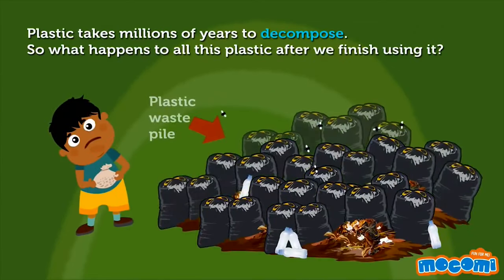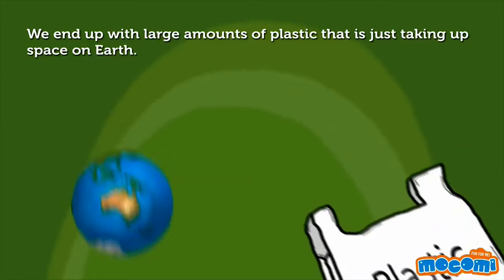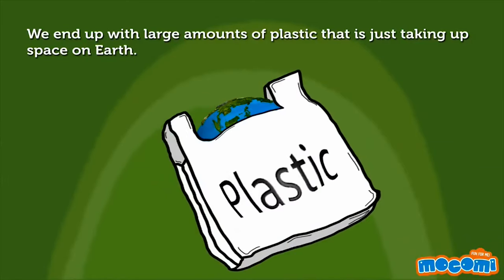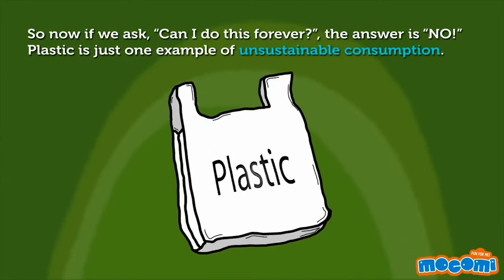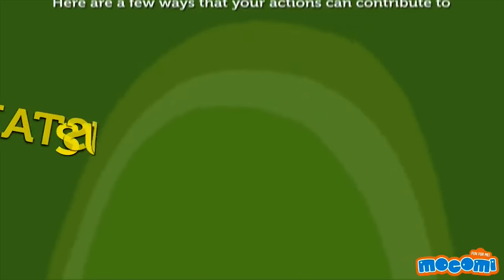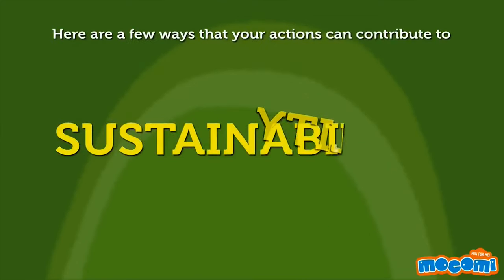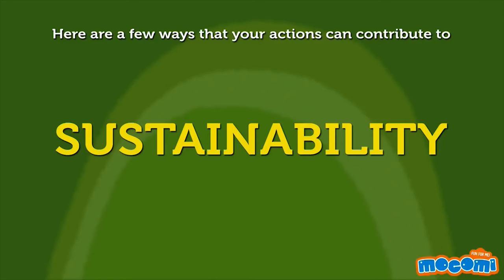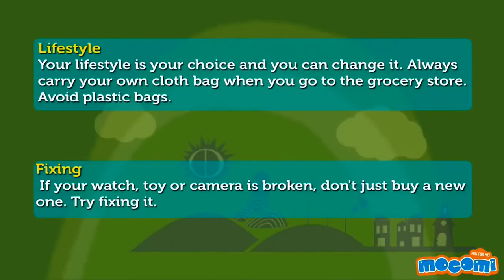So what happens to all this plastic after we finish using it? We end up with a large amount of plastic that is just taking up space on Earth. So now if we ask, can I do this forever? The answer is no. Plastic is just one example of unsustainable consumption. Here are a few ways your actions can contribute to sustainability.